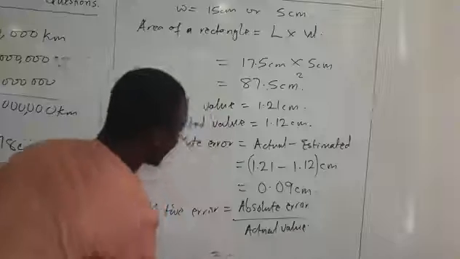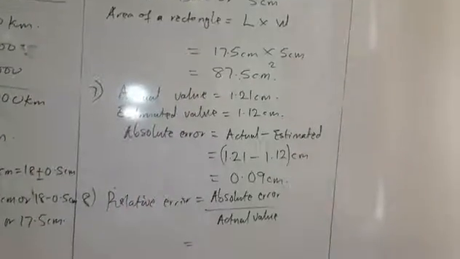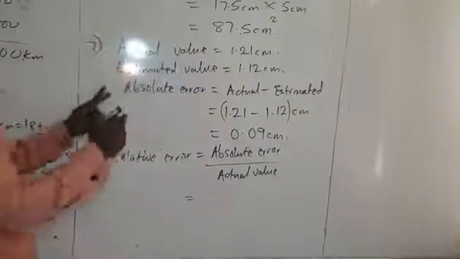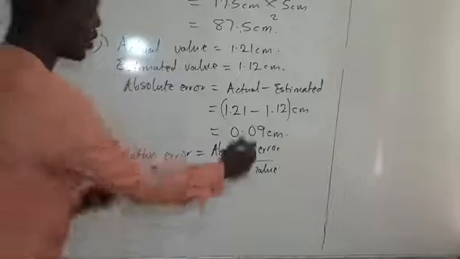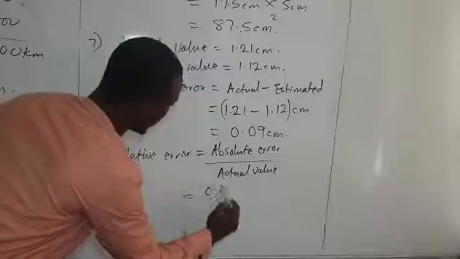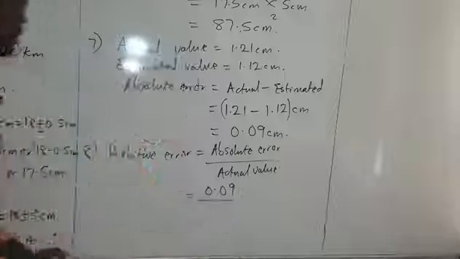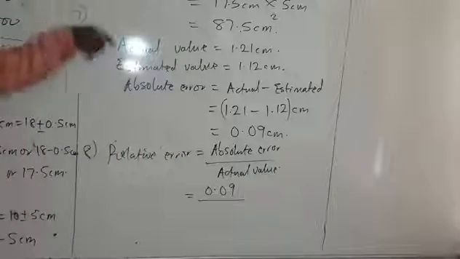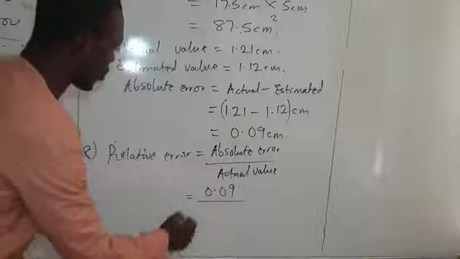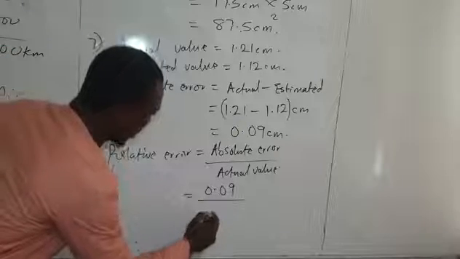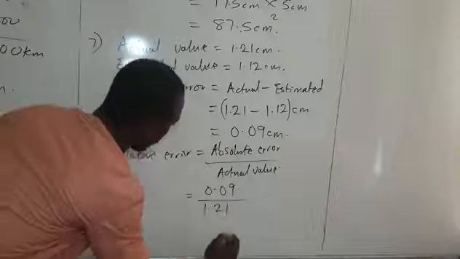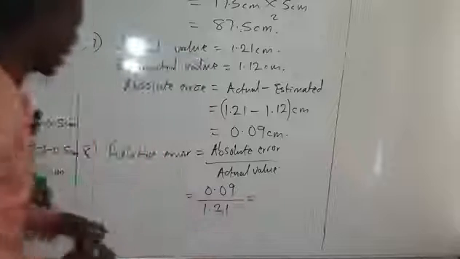So what is the absolute error? Absolute error is from question 7. So question 7 is on absolute error, which is 0.09 all over actual value. Actual value from question 7 is 1.21. So we are dividing 0.09 by 1.21. So this is just the relative error.